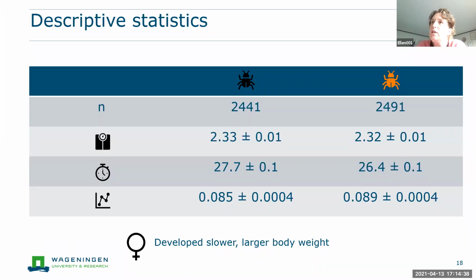So this is an overview of the descriptive statistics. Here you can see the two populations and the different traits. The average body weight was 2.3 milligram. The average development time was approximately 27 days. And the growth weight was almost 90 microgram. And what we found was that females developed slower and had a larger body weight. And this is quite common in several insect species.